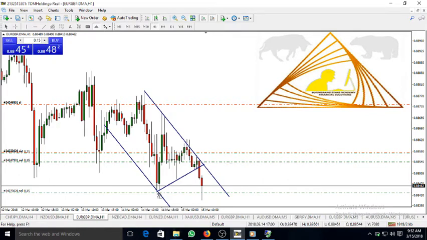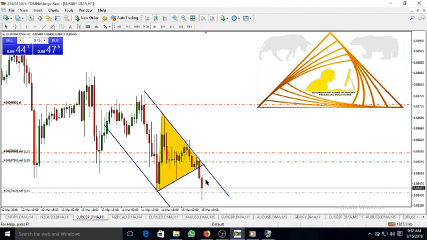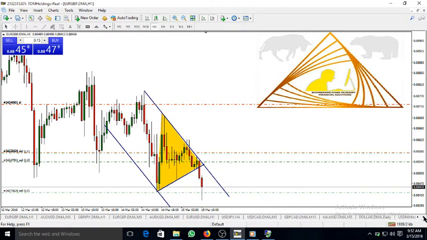So it broke out of a triangle. So I'm expecting continuation of a trend here. I'm expecting continuation of a trend.